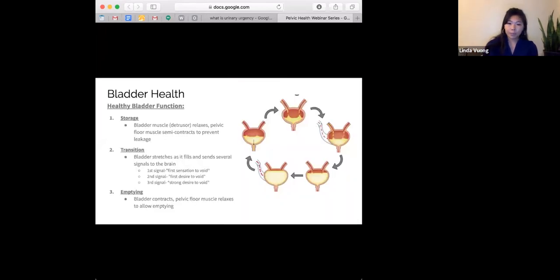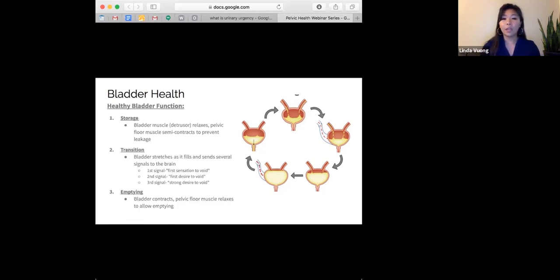If you guys look at the picture to the right, it is the one that Q had brought up earlier last week in regards to bladder filling. So healthy bladder function comes in three phases. There's a storage phase where the bladder muscle, which is called the detrusor, is actually relaxed. It relaxes so it can fill. And the pelvic floor muscles, where people will talk about their Kegels, are actually semi-contracted to prevent leakage.